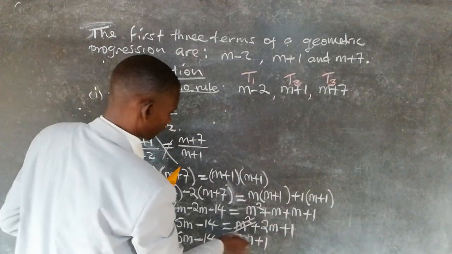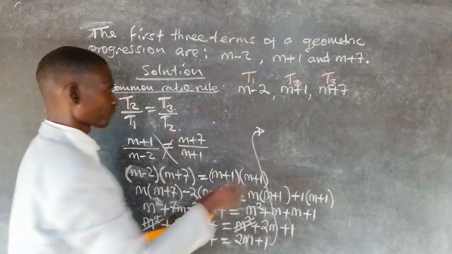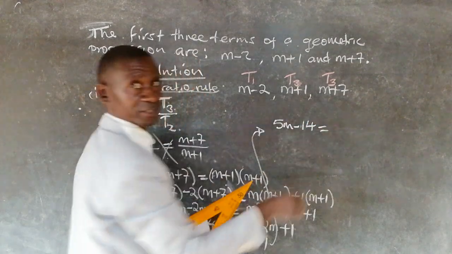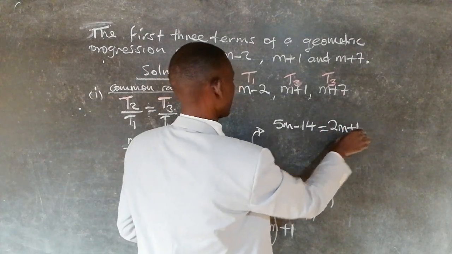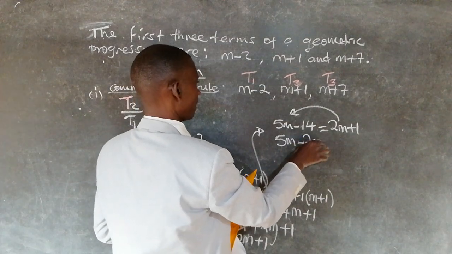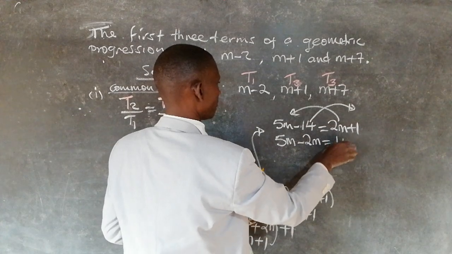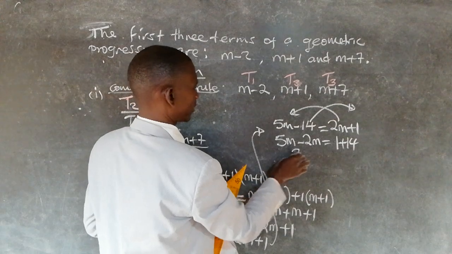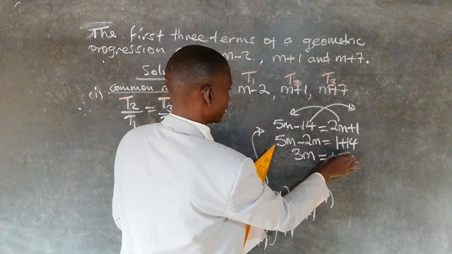So looking at where I am, I need to transfer this to somewhere where there is enough space. We have 5m minus 14 equals 2m plus 1. So if this 2m crosses the equal sign, this is going to be 5m minus 2m equals 1. There is a 1 there. If this 14 also crosses, it's going to be plus 14. So 5m minus 2m, you are going to get 3m, equals 1 plus 14, this is 15.